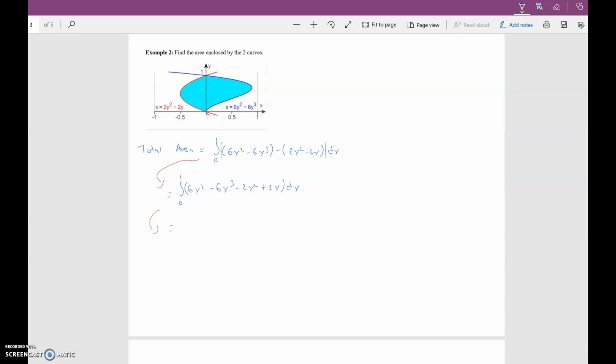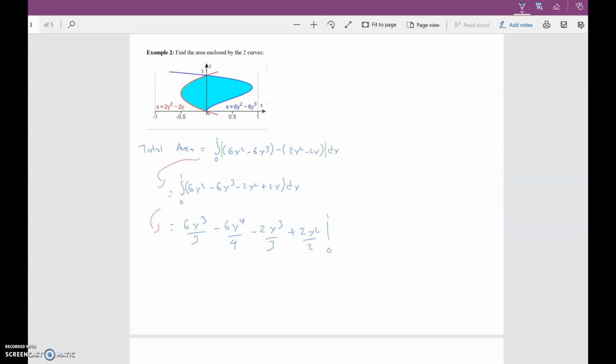So this is equivalent to 6y to the third divided by 3 minus 6y to the 4 divided by 4, minus 2y to the third divided by 3 plus 2y squared divided by 2. We're going to be integrating from technically 0 to 1. And let me simplify it as much as we can before we evaluate any limits.